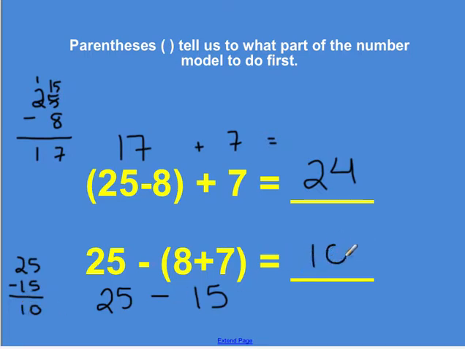Now, Mrs. Gonzalez, do you notice that I have the exact same numbers, like I said, in both of these problems, but because of where the parentheses were placed and what I had to do work, look at the difference in my answers. Oh my gosh, the first one is 24, but the second one is 10. Right. Even though I have 25, 8, and 7 both times. Right, exactly. I guess that means those parentheses are super important. They are so important and so bossy.